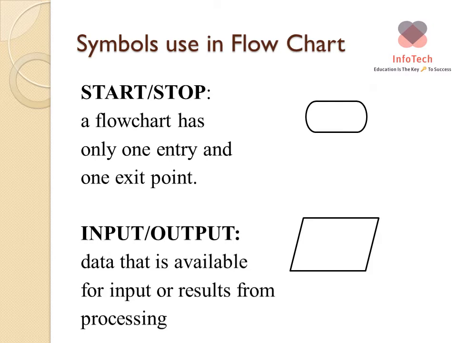Now, there are several symbols that are used when using the flowchart method to solve an algorithm. Now you have the start or stop symbol. Now this symbol is used at the beginning and also at the end of your flowchart. You also have your input or output symbol, and this represents data that will be required for calculations or so forth, or data that will be printed from the result of a calculation to the user.